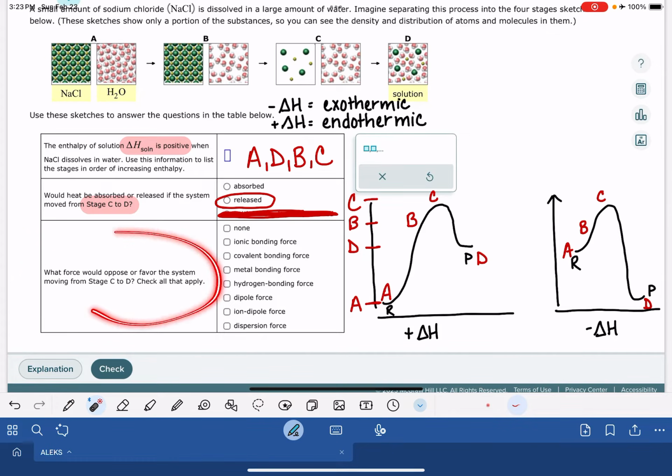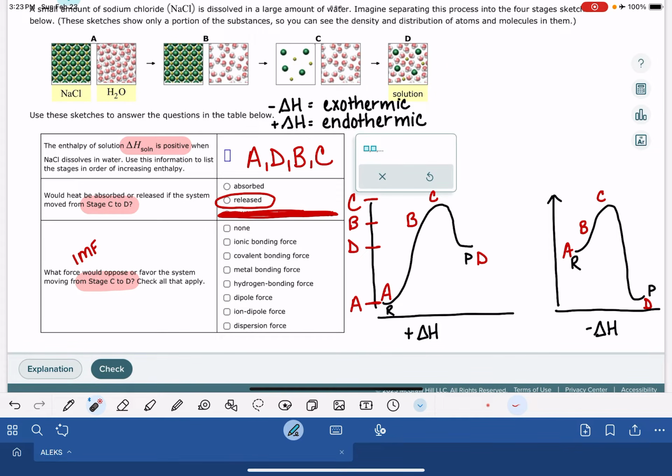Then the last question, and this is the part where I think the problem gets exceptionally tricky, it's asking us about forces, and here it's specifically referring to IMFs. It's asking us about forces that are associated with moving from one stage to another. So again, I'm being asked about going from stage C to D. You're going to have to be careful because it could be asking about going from A to B, or B to C, or it might say A to C.